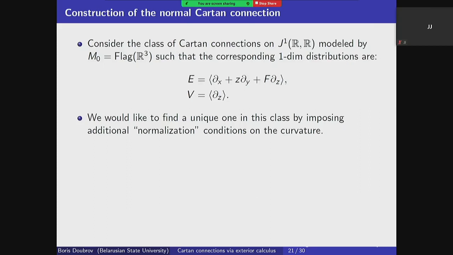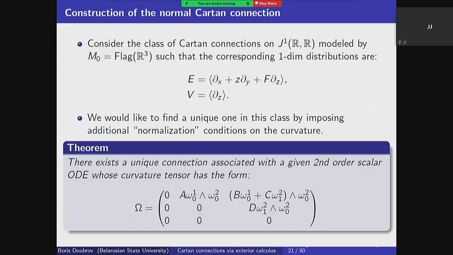Now, we'd like to find some normalization conditions on the curvature. That's what we're going to do, and this is the result. I still have normalization conditions for cubic second order ODEs. These were the normalization conditions we had to impose on the curvature to ensure there is a unique one.